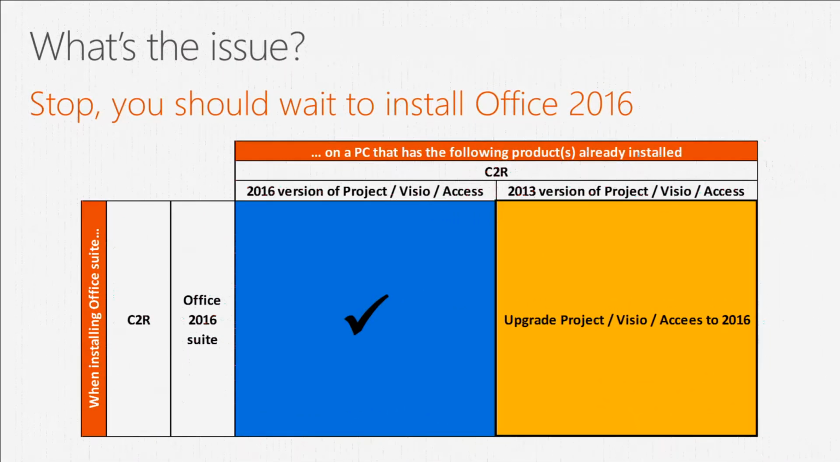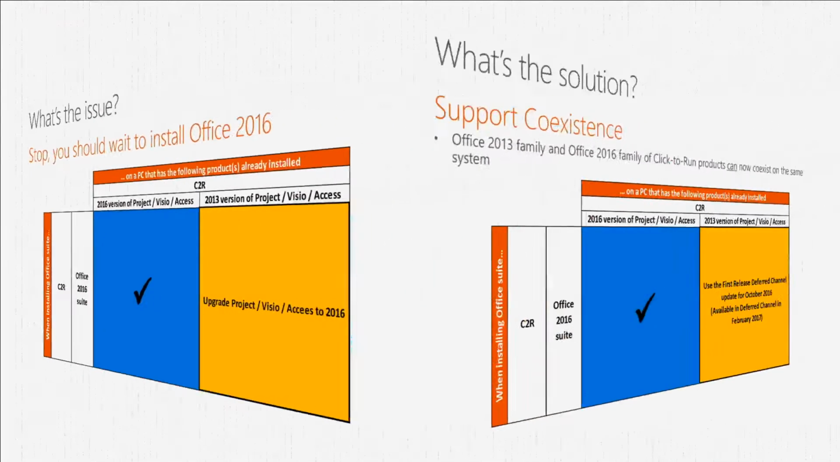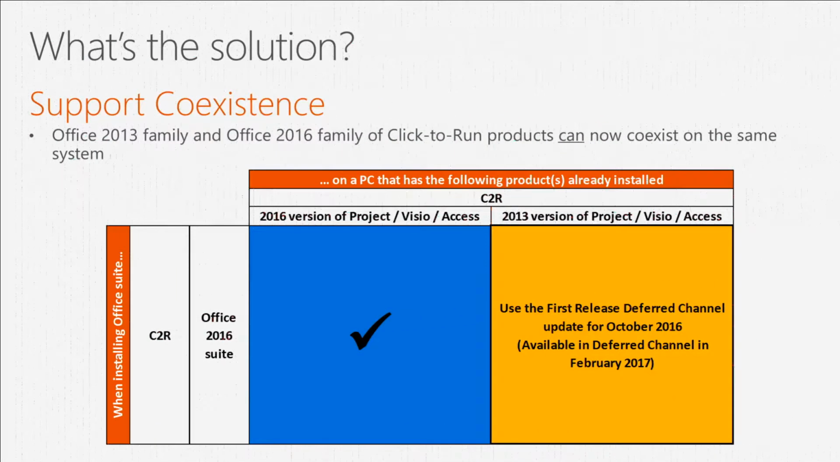For those of you that prefer to look at it in a graphical form, this is how it is today. You install the Office 365 suite. You then attempt to install the 2013 version of Project or Visio, and you're asked to upgrade that version to 2016. The way we are solving it is, as I said, in the first release deferred channel next month, and then deferred channel in February of next year, to resolve this issue.